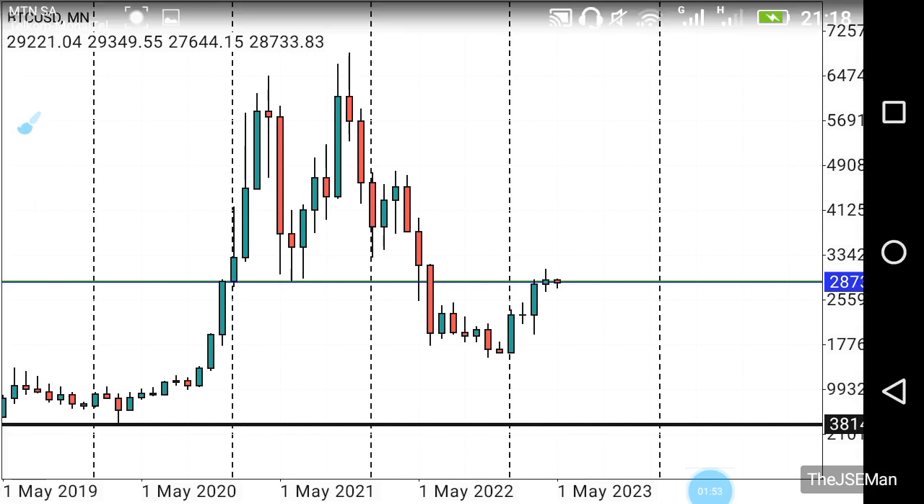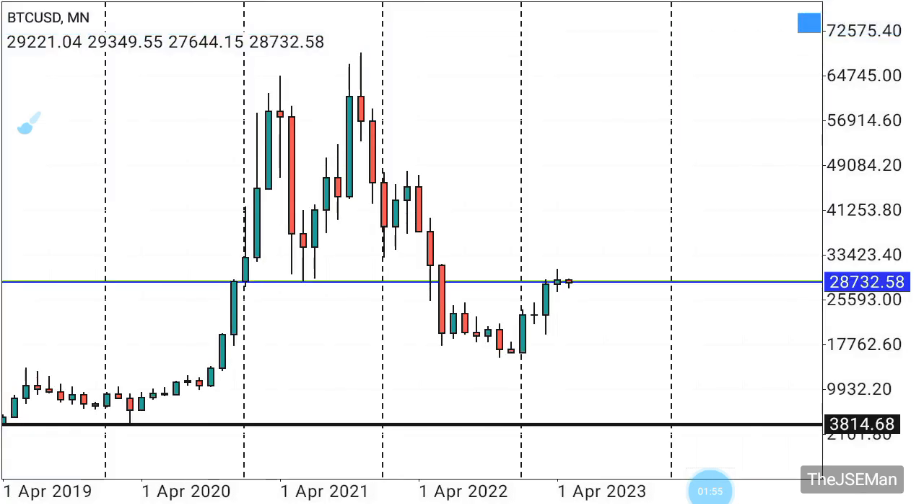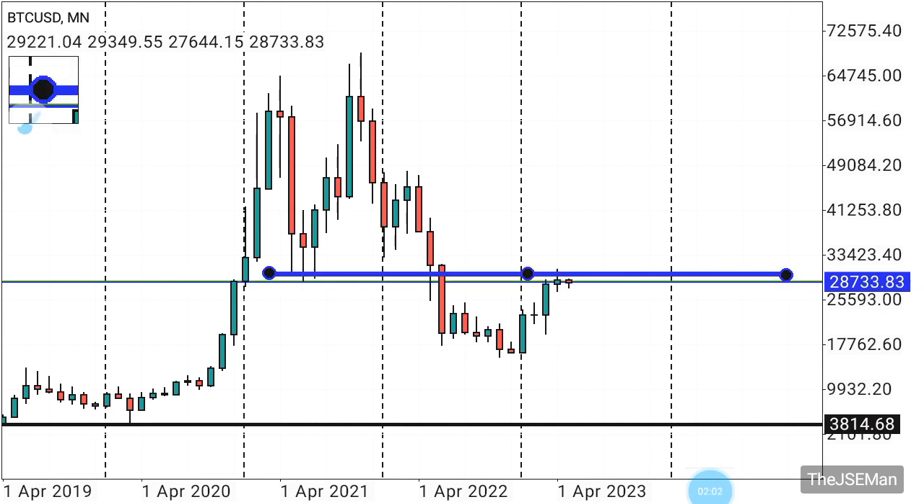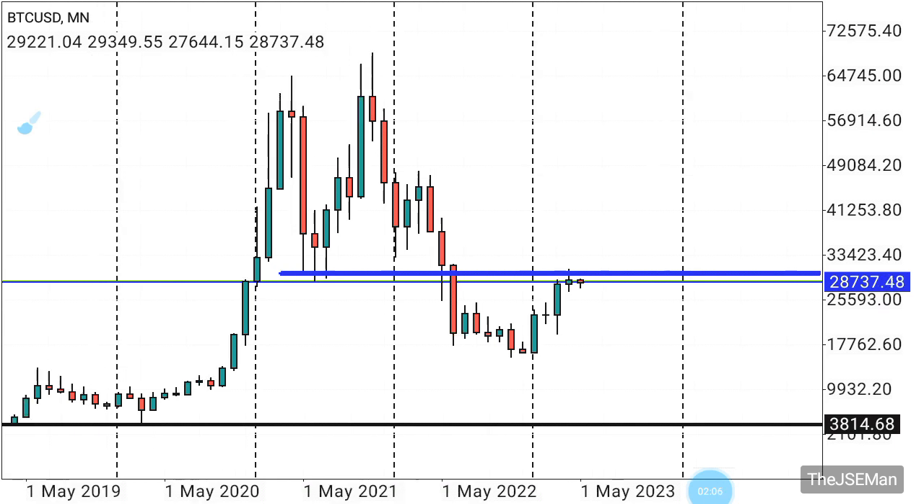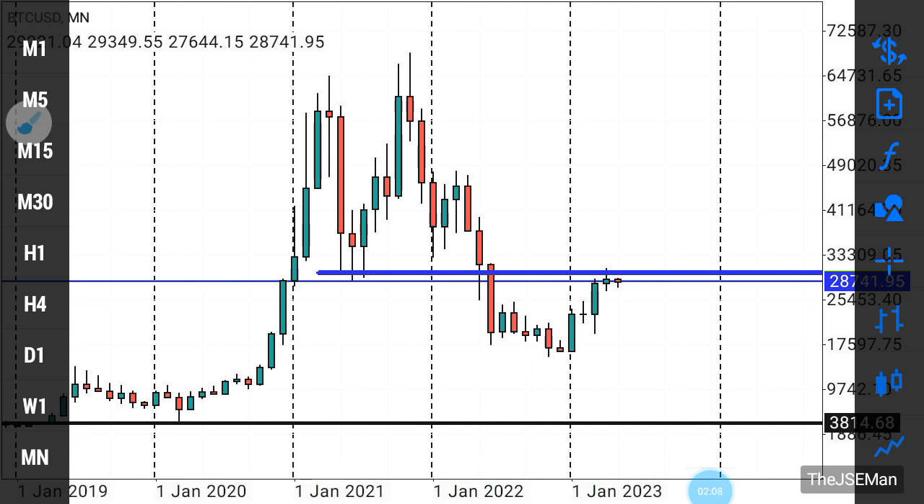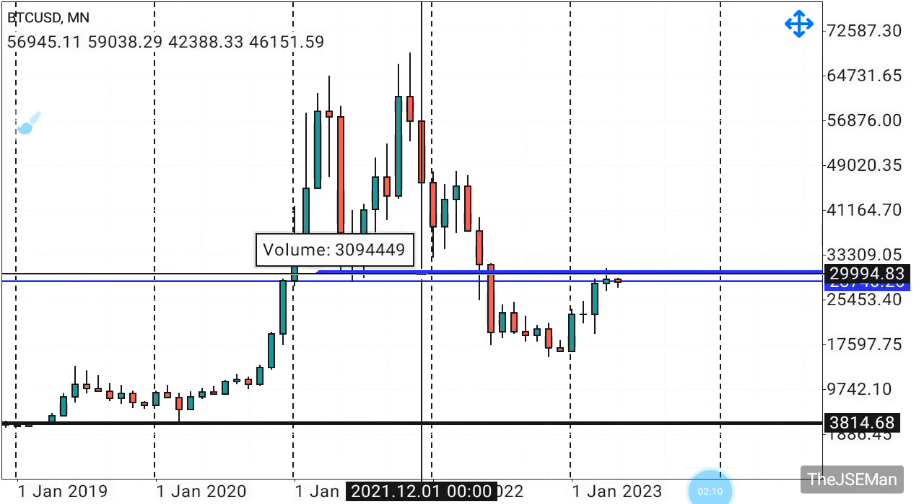Nonetheless, let me just actually add a neckline for that double top or M structure, and we could say more or less that our neckline is at this point. And just keep in mind that necklines are areas and not so much an actual line as I have it over here, right?